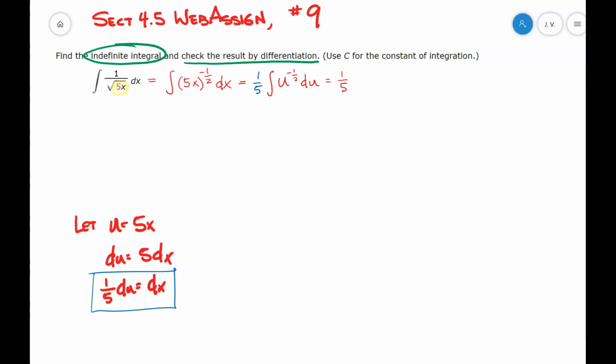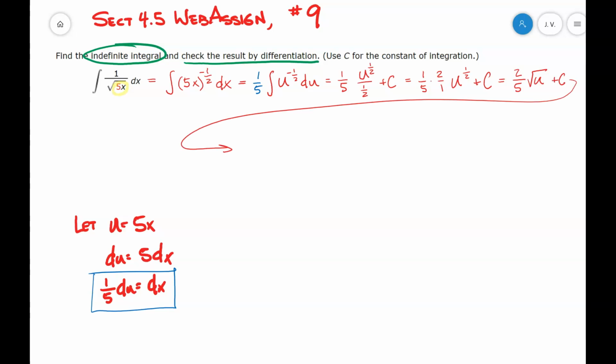When we anti-differentiate u to the negative 1/2 with the power rule, we get u to the 1/2 divided by 1/2. Don't forget to add your constant. And this we know becomes 1/5 times 2 over 1 u to the 1/2 plus a constant. Simplify that, we'll call it 2/5 square root of u plus a constant. We're not going to leave that as our final answer because we're going to go ahead and substitute back in our expression for u. And that is your final answer.